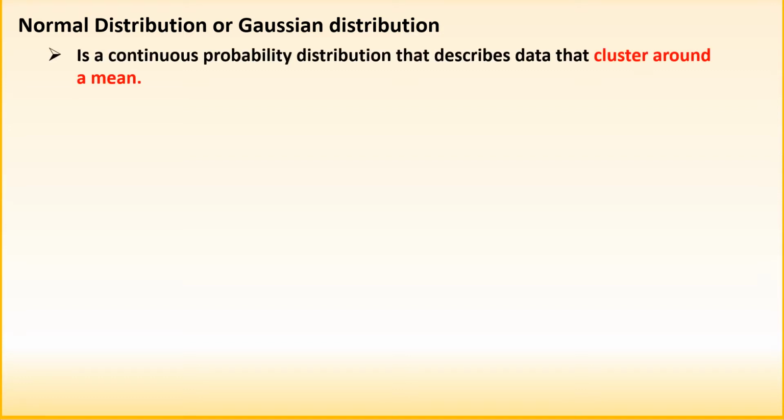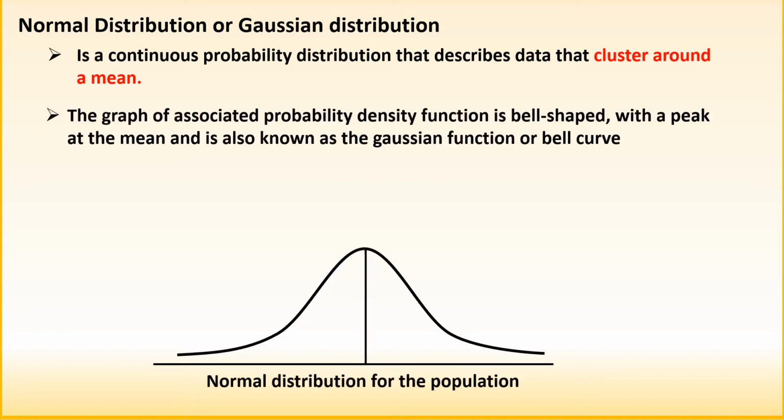This time I'm going to illustrate a normal random variable and its properties. Let's have the basic concept about normal distribution or Gaussian distribution. Normal distribution or Gaussian distribution is a continuous probability distribution that describes data that cluster around the mean. The graph of the associated probability density function is bell-shaped, with a peak at the mean, and it's also known as the Gaussian function or bell curve.